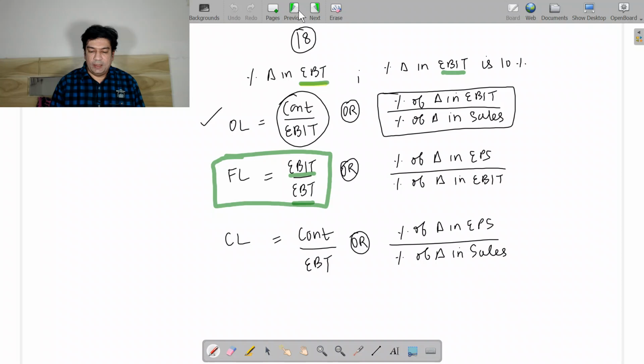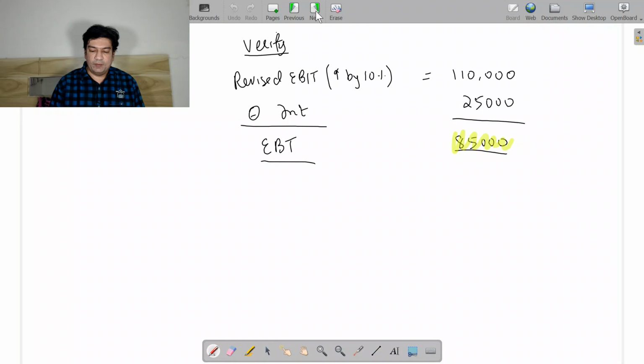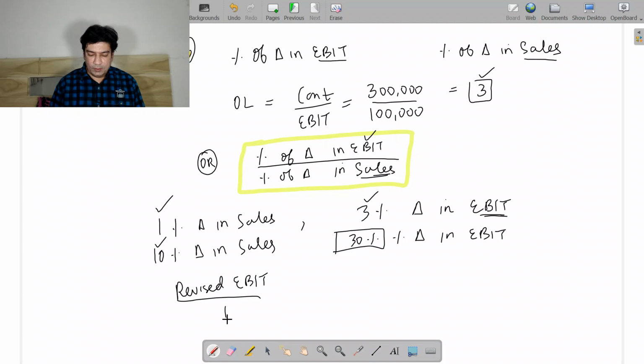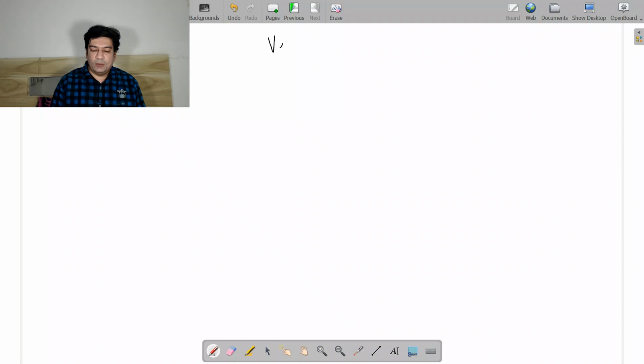So my EBIT is 1 lakh. So 1 lakh 30% is 30,000. So my revised EBIT will be 1 lakh plus 30% of 1 lakh. So that will come to 1,30,000. This will be my revised EBIT. Now they are telling it to verify. So we are going to verify it.